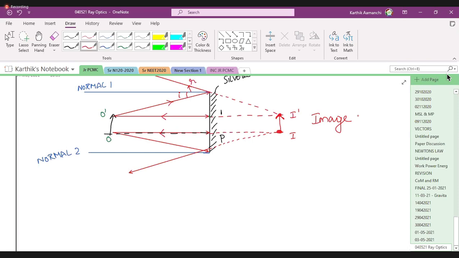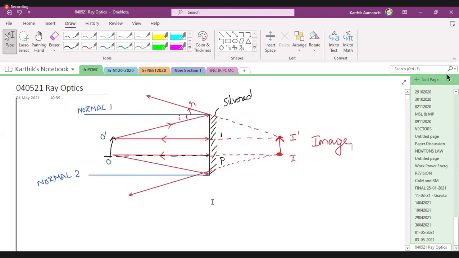Because it's a plane mirror, it'll be the same on both sides. The distance of the image will be the same from your mirror. I'll tell you all those things. First, did you understand the ray diagram?